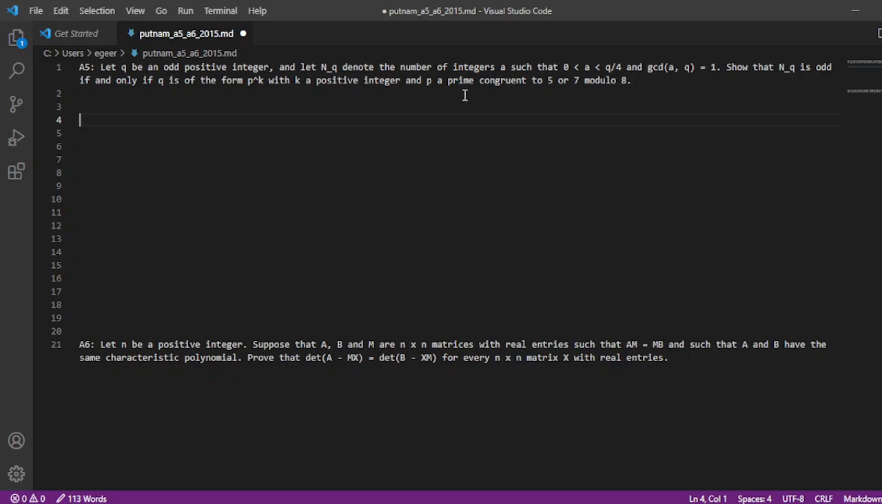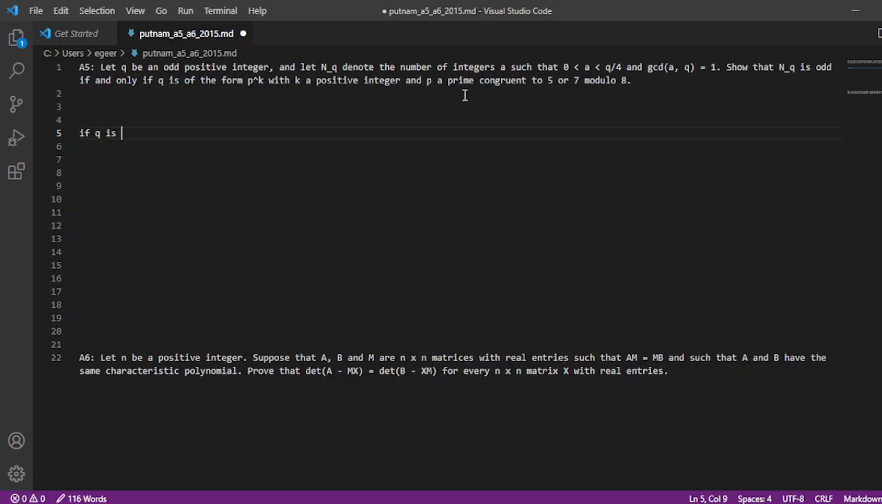No, it's just going to be the floor. Unless it's... Well, it's not evenly divisible by 2 here, so it's never going to be an integer. So yeah, it's just going to be the floor. So if Q is prime, then Q is just floor Q over 4. And... Well, let's just think about this.